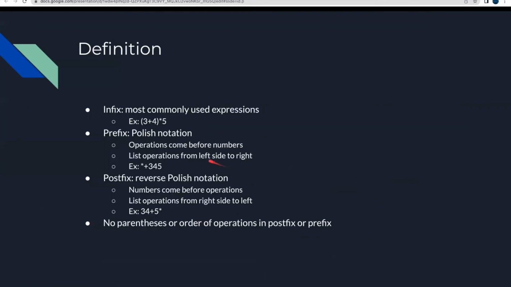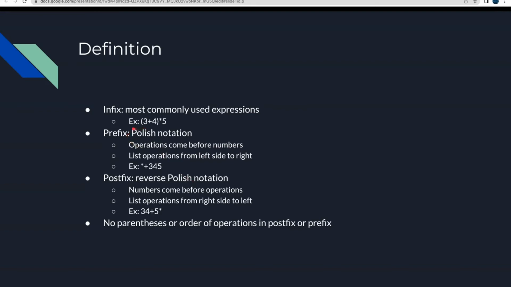So first of all, starting with the definition, infix notation will be the most commonly used expressions in our day-to-day math and algebra. Prefix is also known as Polish notation, and postfix is known as reverse Polish notation. The way these notations work is really ways that you can rewrite equations or expressions.